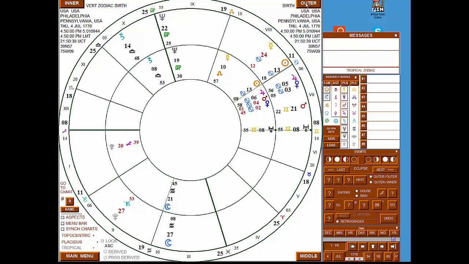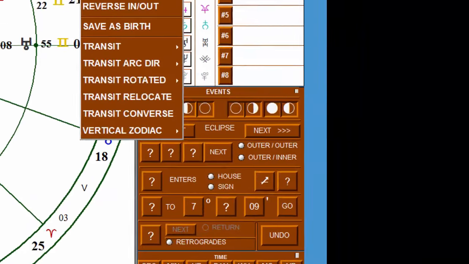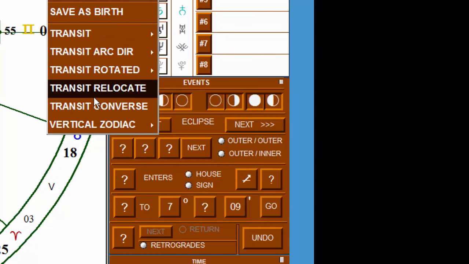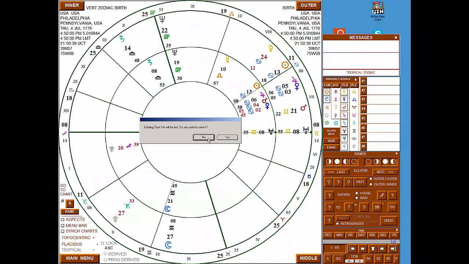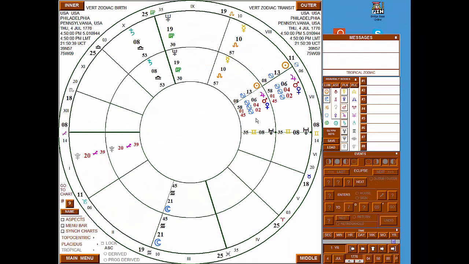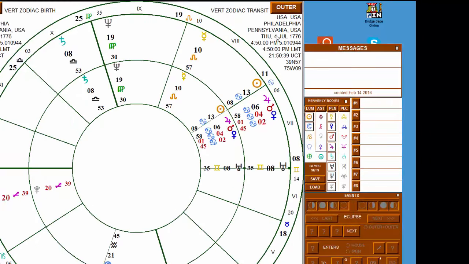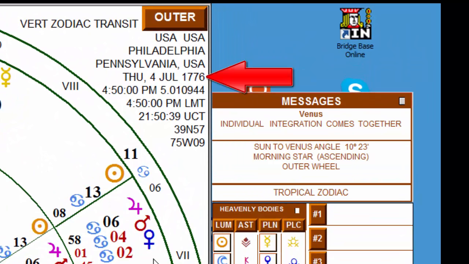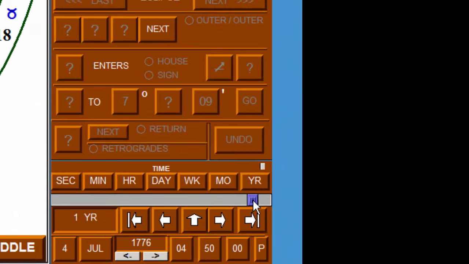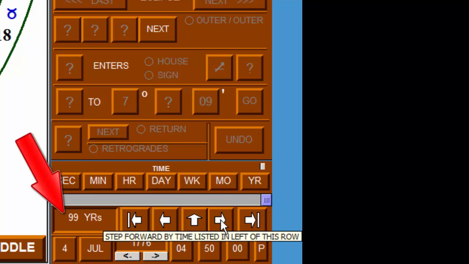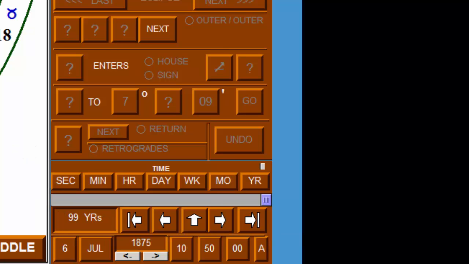And now I can stipulate on the outside that I want it to be vertical zodiac transits. Initially, it will duplicate the inner ring, and it shows the transit for July 4th, 1776. I now want to move these transits up to, let's say, November the 1st of this year. So I go down here, stipulate 99 years at a time, and I go forward. We're now July 6th, 1875.